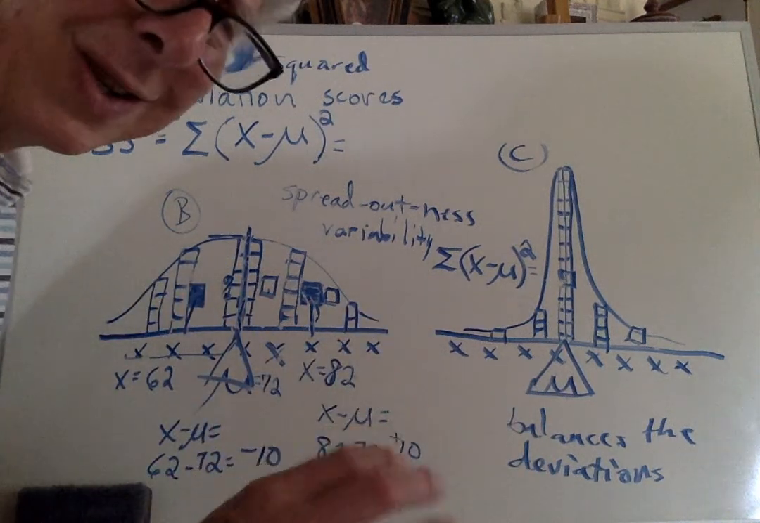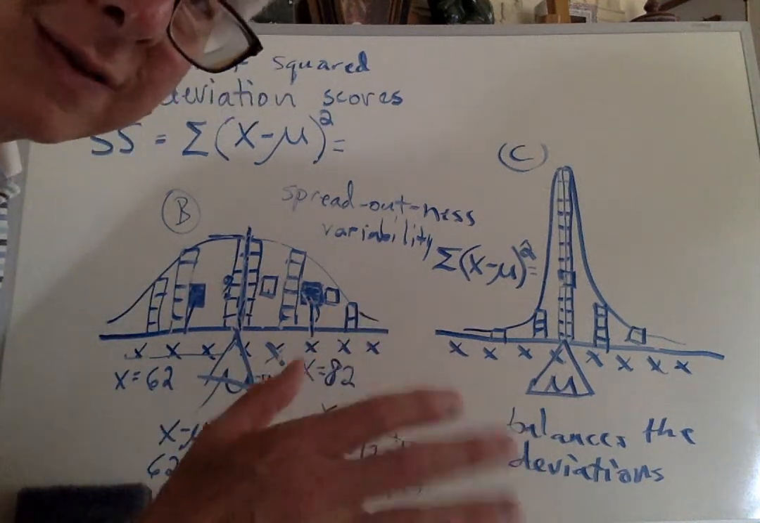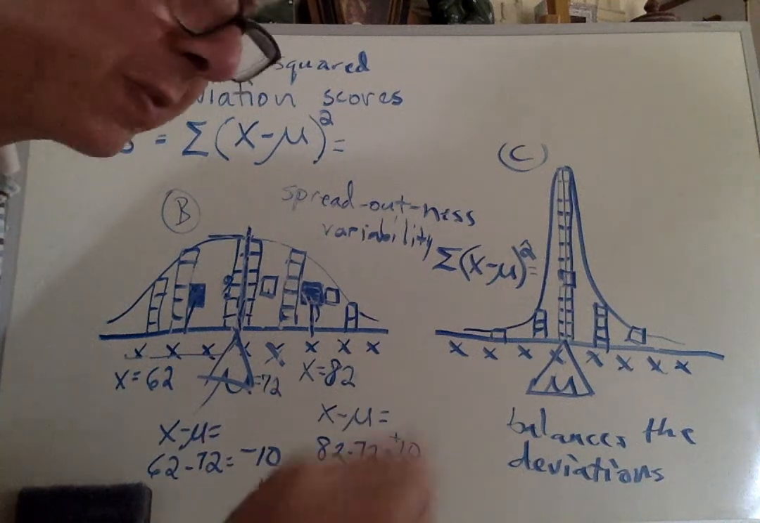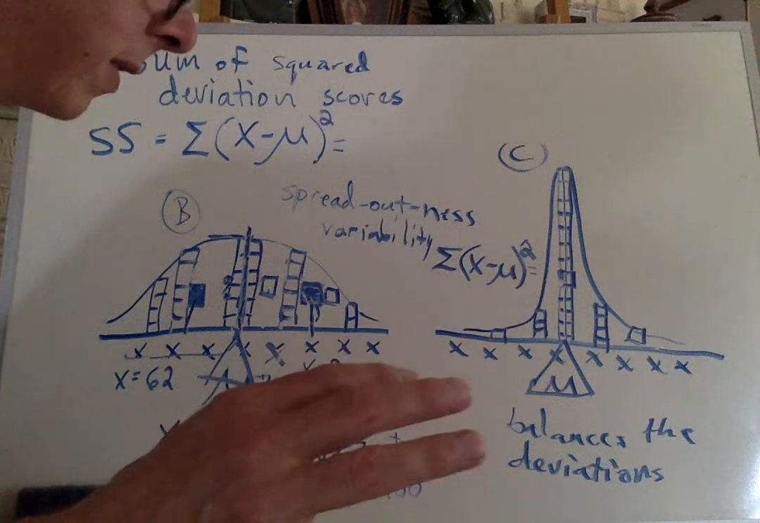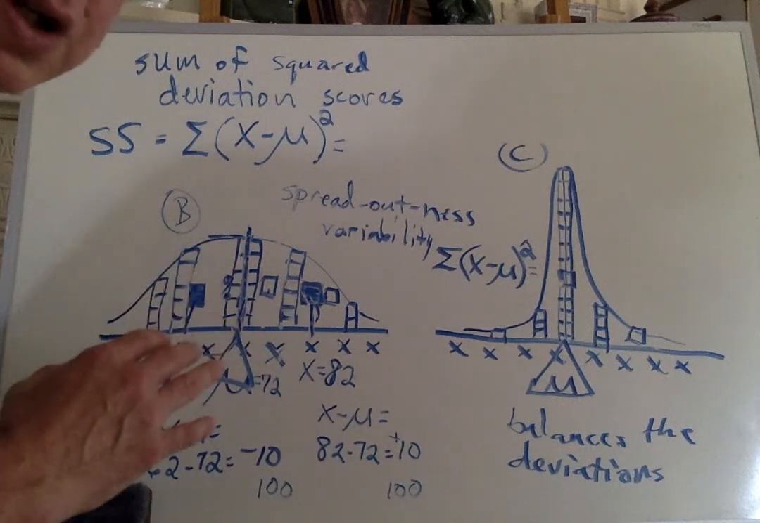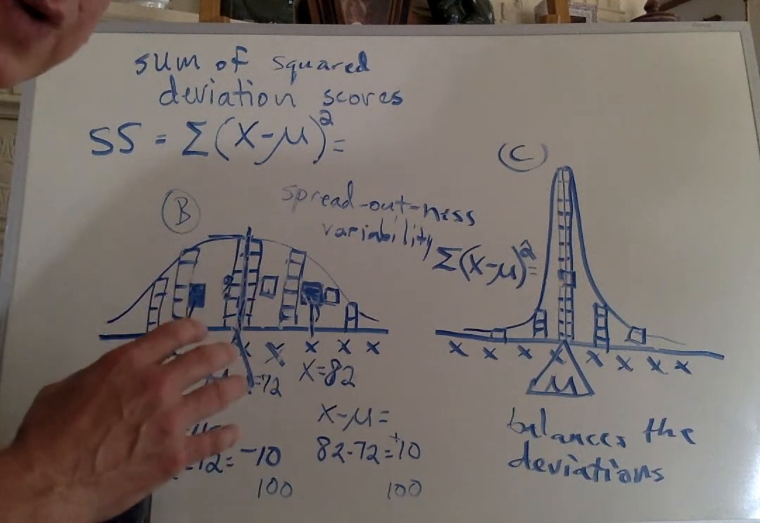Now, the range is a measure of spread outness too, but we have to be careful, because one number can make it look like the scores are really spread out. We'll talk about that a little bit later. This is another measure of spread outness, sum of squares.